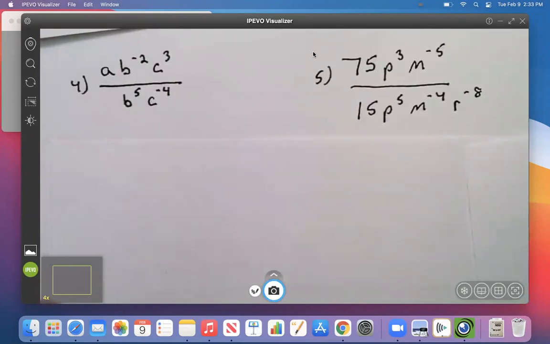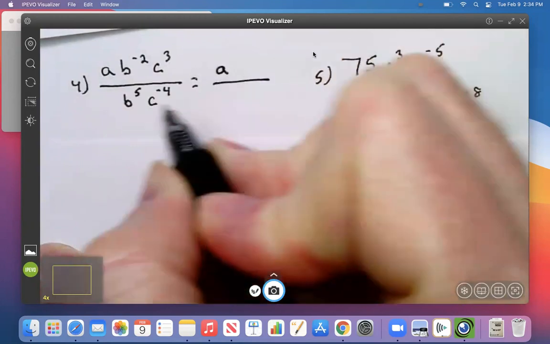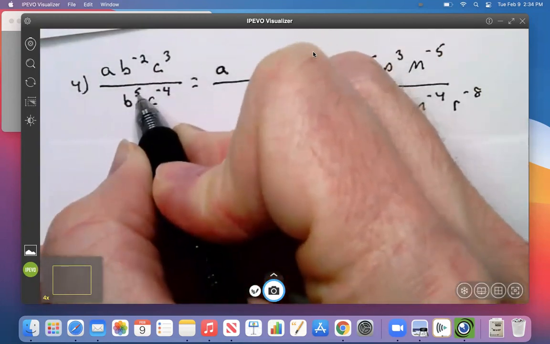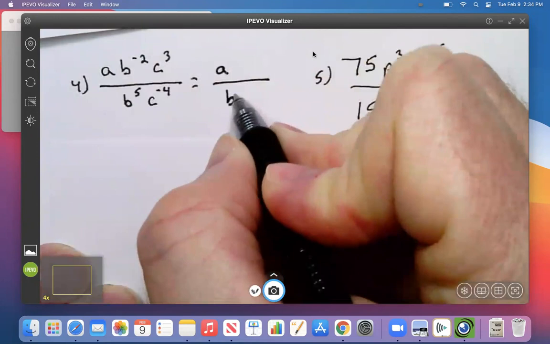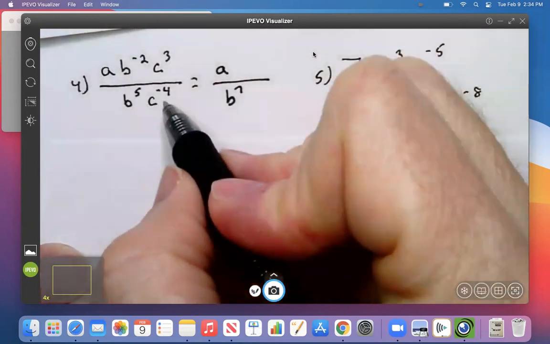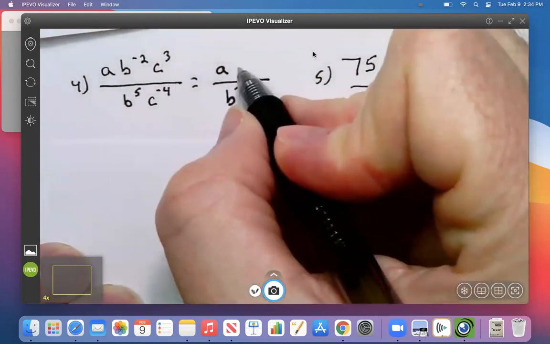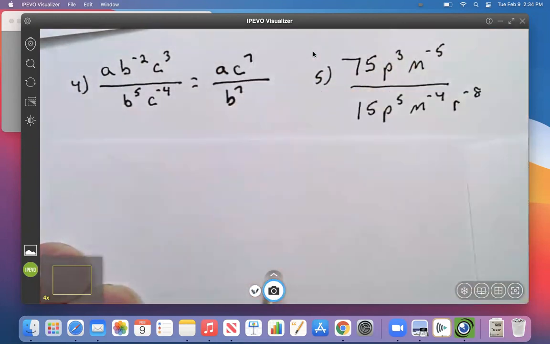On number 4, don't have anything to do with the a's, so I'll leave it alone. On the b's, I take these 2 up top, move them to the bottom, add them to the 5 that's already there to give me a total of 7. On the c's, I take this negative 4 on bottom, move it to the top, add it to the 3 that's already there. That gives me a total of 7 c's up top. Your answer is a, c to the 7th, b to the 7th. Number 5.